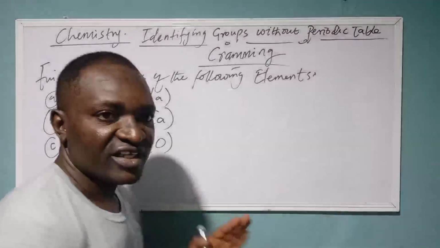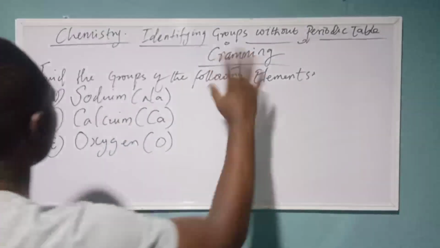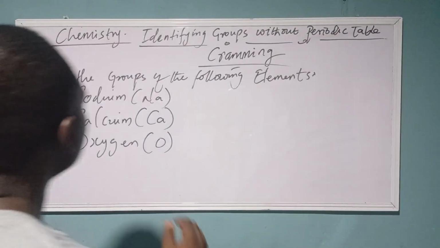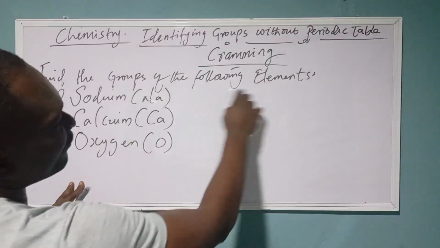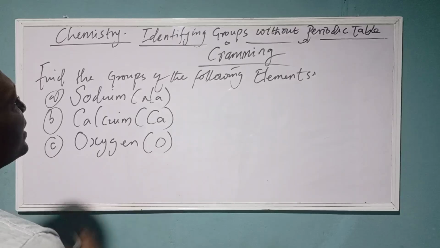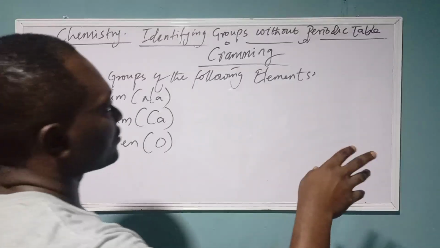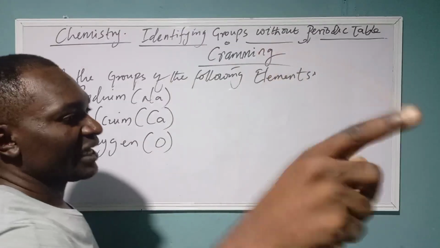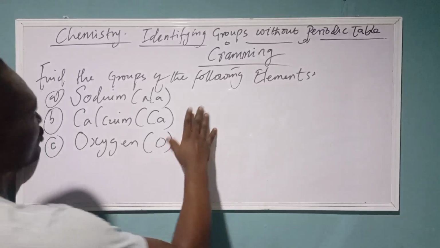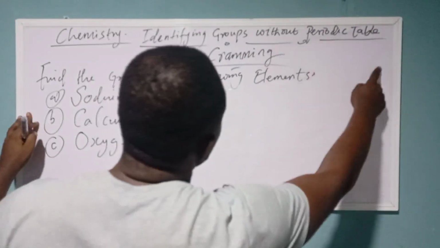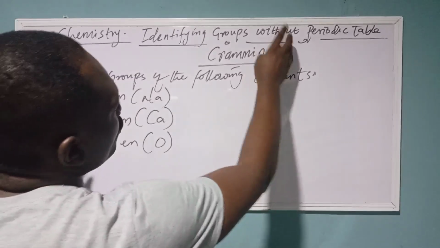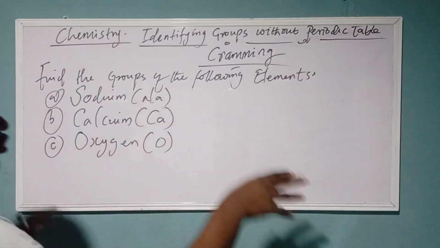I have this very interesting question in chemistry which I want to explain. Now, this question says that we should find the groups of the following elements, right? Now, some persons will want to seek the help of a periodic table, but in this case, you don't need it. That's why we say this is identifying groups without periodic table cramming. So you don't need to cram the periodic table to know how to get groups.